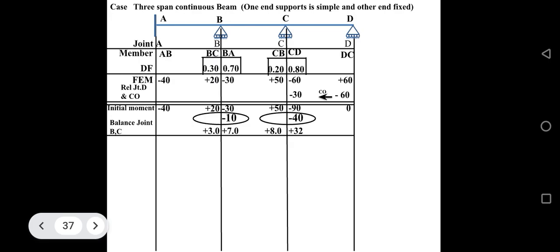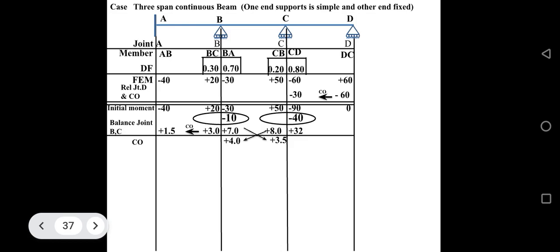Now, remember, here end A is fixed. Whatever moment you have applied at B, half the moment with the same sign will be carried over to joint A. The moments of joint B and joint C will also be carried over with the same sign. So you can observe plus 4 and plus 3.5. There is no carryover from C to D because joint D is simple, so carryover is not possible.